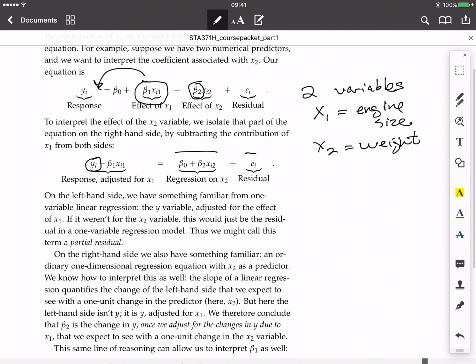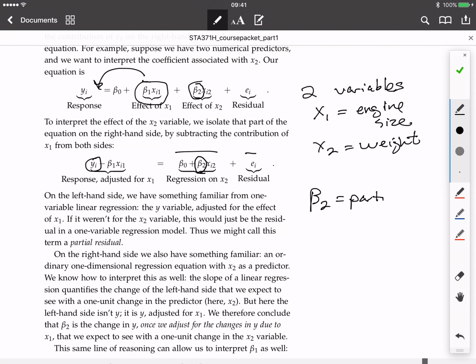It tells us that beta 2, the regression coefficient in this equation, is the relationship between y and x2, in this case the weight variable, once we adjust for engine size. Or said another way, beta 2 is the coefficient on x2 holding engine size constant. Okay? And that is crucial. That tells us that beta 2 in this context is a partial slope.